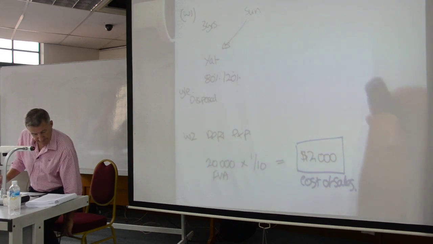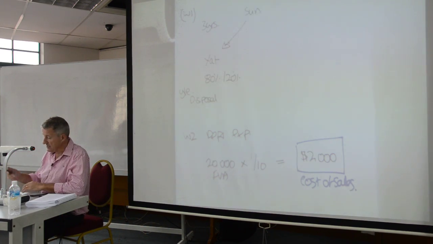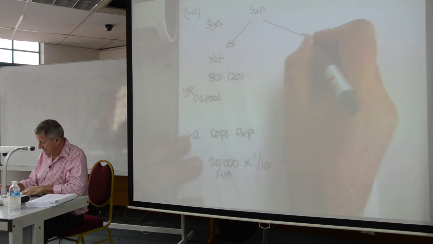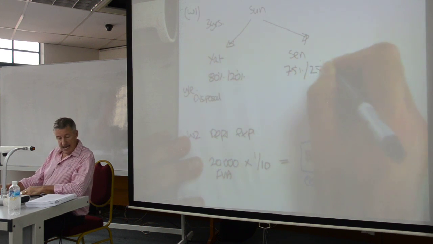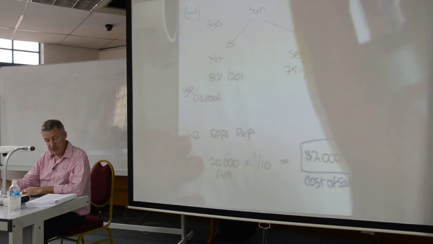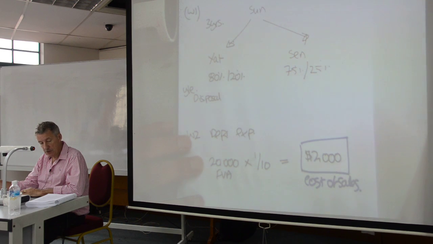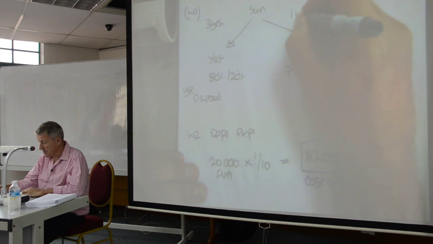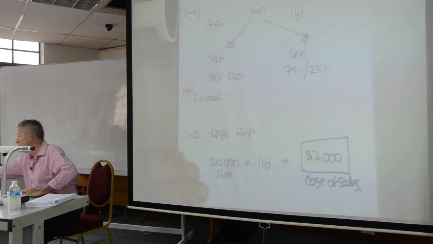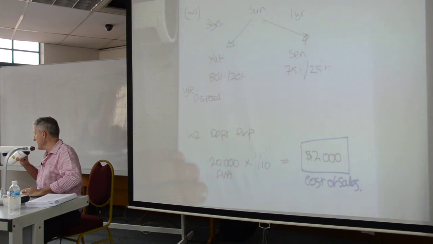Second paragraph, Sun acquired 75% of SEN. And this was acquired on the first day of the accounting period, so we have owned the subsidiary for 1 year, so there is no time apportionment happening on that basis either.